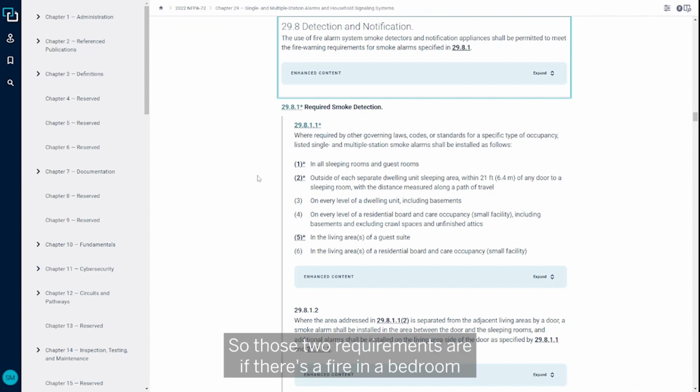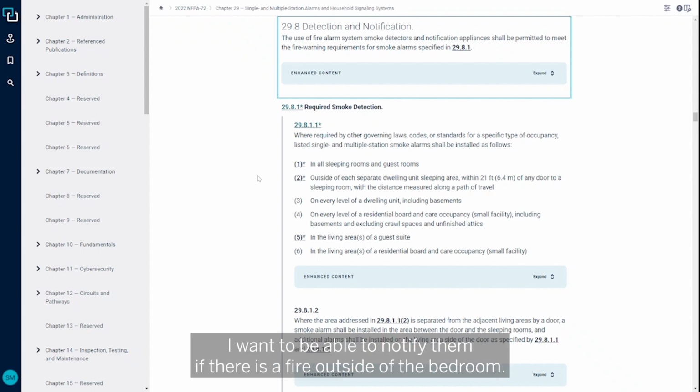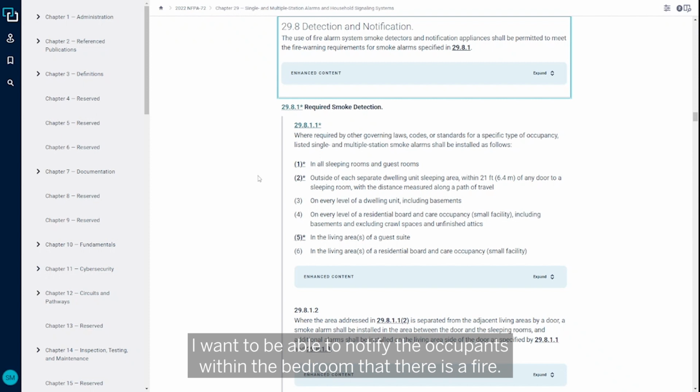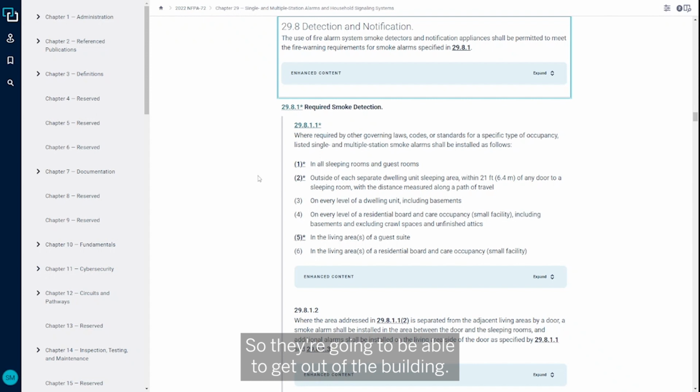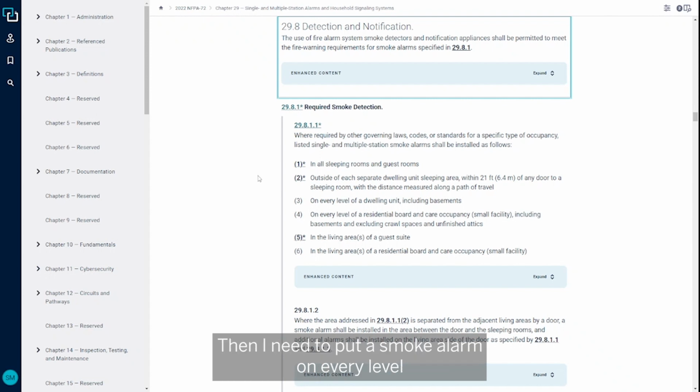So those two requirements are, if there's a fire in a bedroom and somebody's sleeping, I want to be able to notify them. If there is a fire outside of the bedroom, I want to be able to notify the occupants within the bedroom that there is a fire, so they're going to be able to get out of the building. Then I need to put a smoke alarm on every level of a dwelling unit, including the basements.